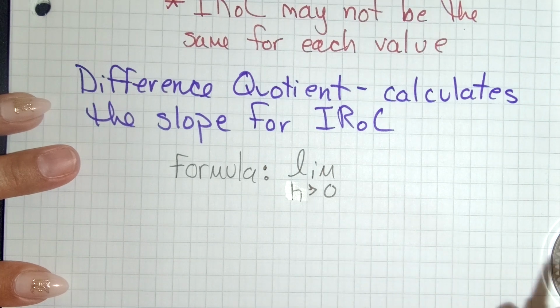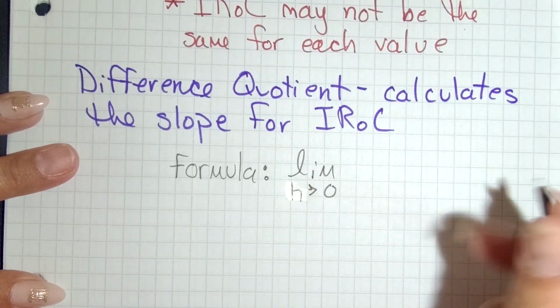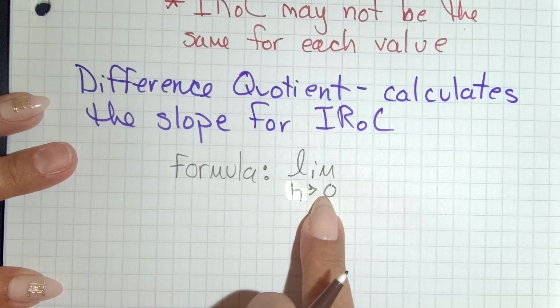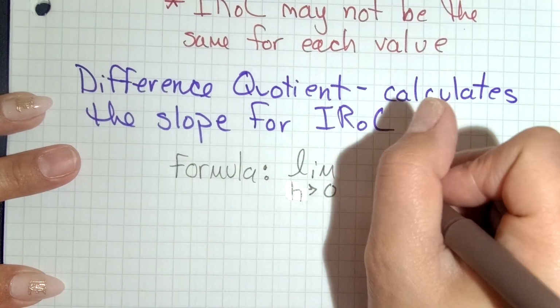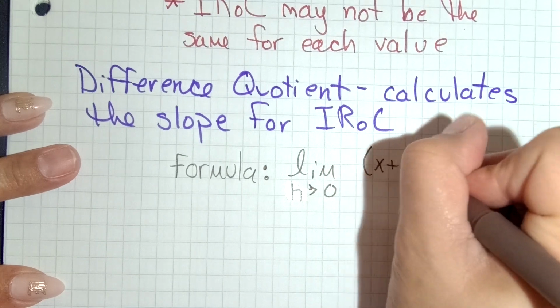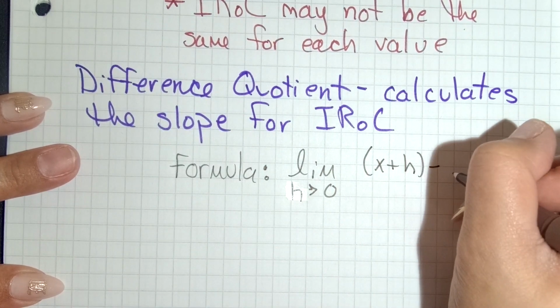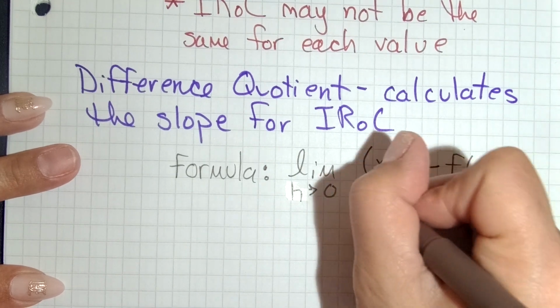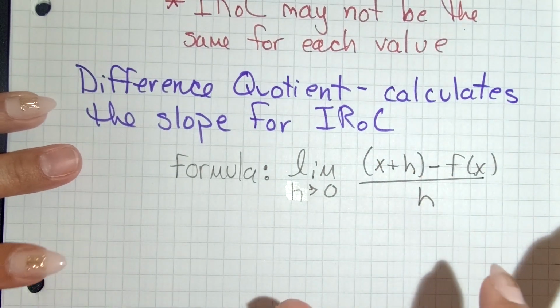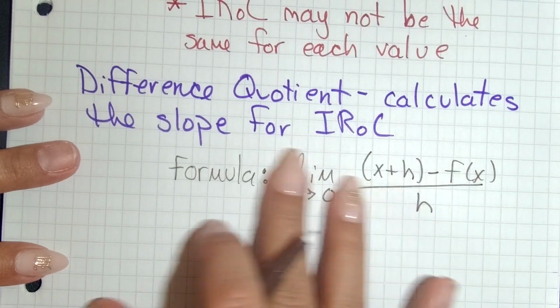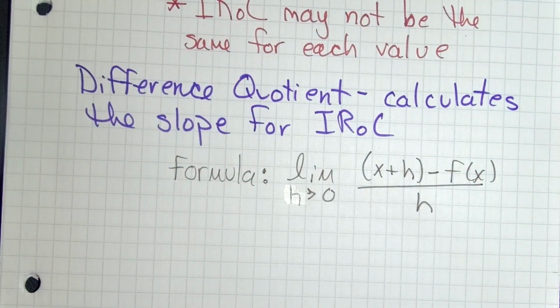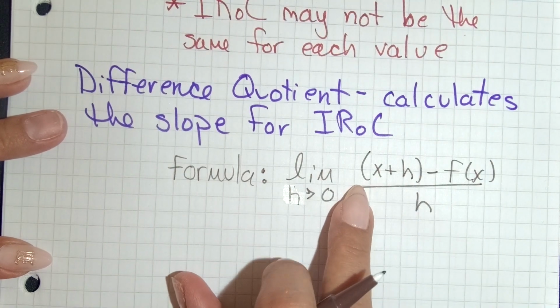Can you see this color? As h approaches 0. So this is why we had you practice the limits in the do now. Of f of x plus h minus f of x over h. For those of you who have the guided notes, this is a little different than the guided notes. So make sure you're writing this down also. So this is the formula. No, you don't have to memorize it.